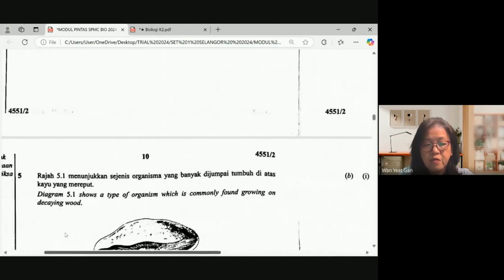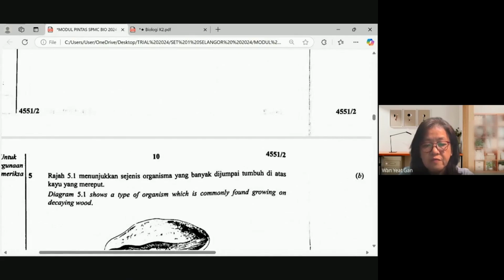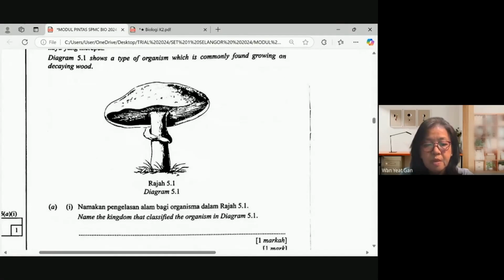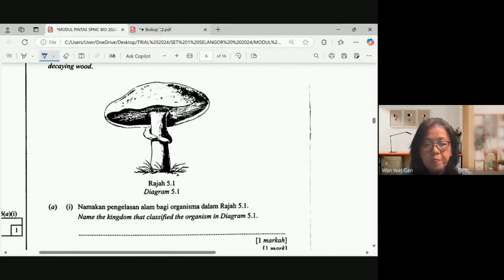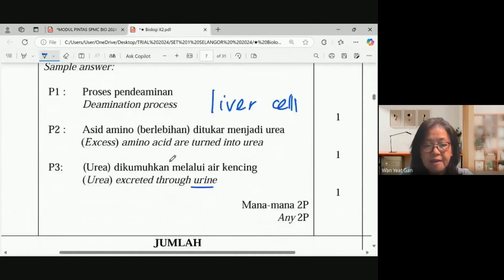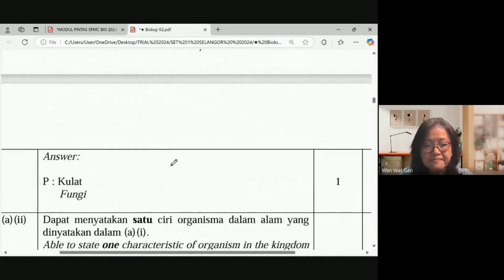Okay, next question 5. Question 5 shows a type of organism which is commonly found growing on decaying wood. Name the kingdom that classify the organism in 5.1. Now, this organism is mushroom. Mushroom belongs to the kingdom fungi.